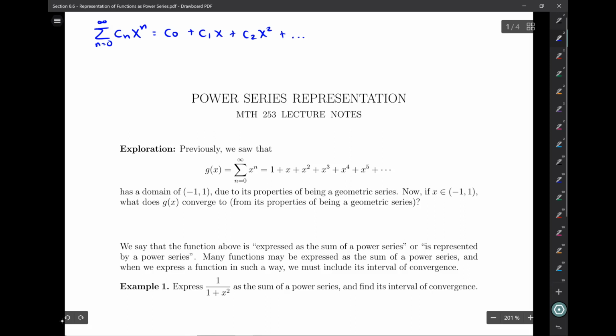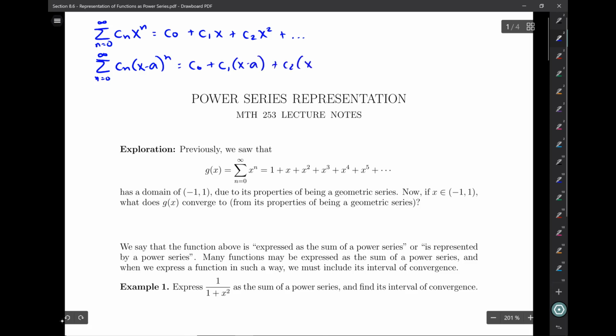So essentially a power series is an infinite polynomial. And then we could also have it centered at a different spot. Right now the one that I currently have written is centered at 0, but we could have it centered at a instead, and then we just would have x minus a to the n. This would be c sub 0, c sub 1 times x minus a, c sub 2 times x minus a squared, etc. Okay, so this is centered at a, and that one is centered at 0. Most often we will have the power series centered at 0 just because it's kind of easier that way.